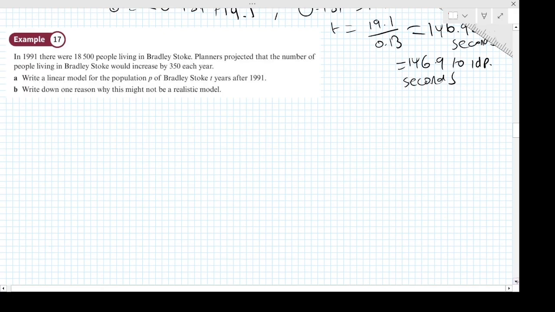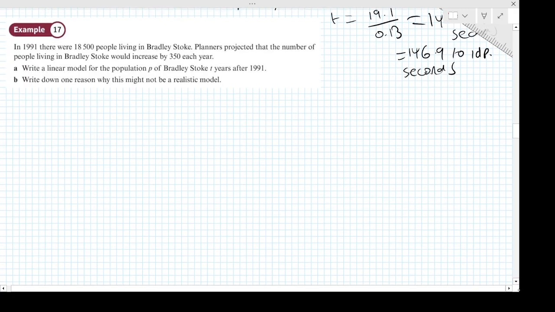Let's have a look at more problems then. Let's have a look at this one. So in 1991, there were 18,500 people living in Bradley Stoke. Planners projected that the number of people living in Bradley Stoke would increase by 350 each year. Write a linear model for the population P of Bradley Stoke T years after 1991.